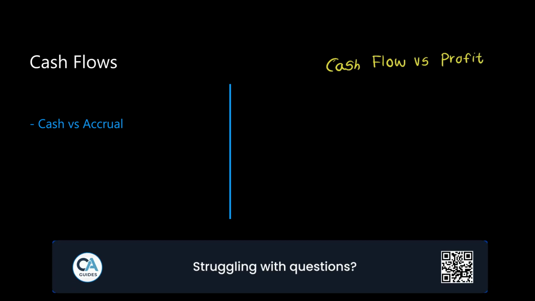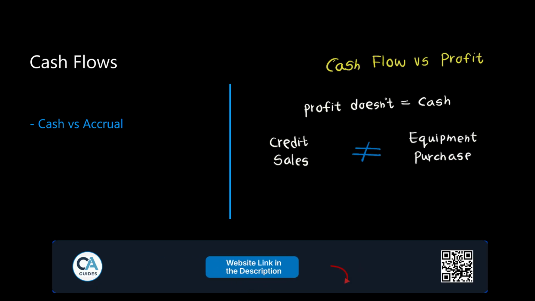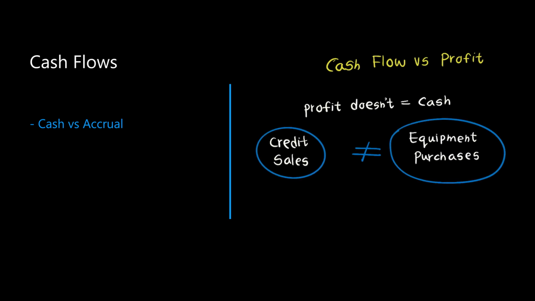Cash flow statements track actual cash movement, which is different from accrual accounting. A company might show profit on the income statement, but have no cash in the bank. How? They made credit sales not yet collected, or they spent cash on equipment that gets expensed slowly over years. The cash flow statement has 3 sections.